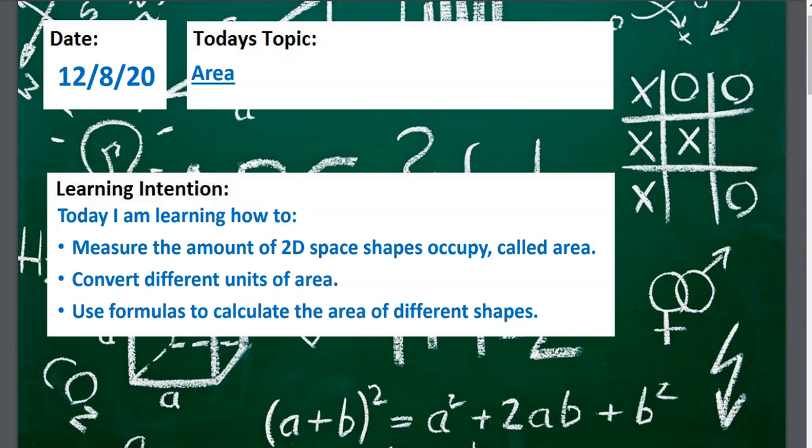Well, g'day Year 7s. Today we are looking at area of all different sorts of shapes, okay? Alright, so what are our learning intentions?